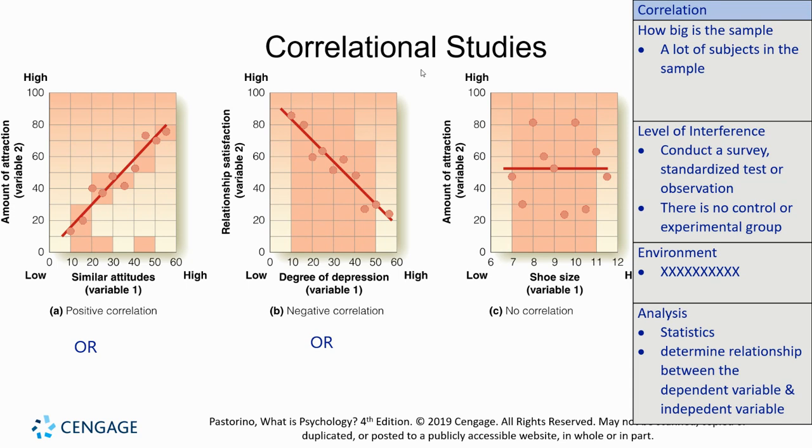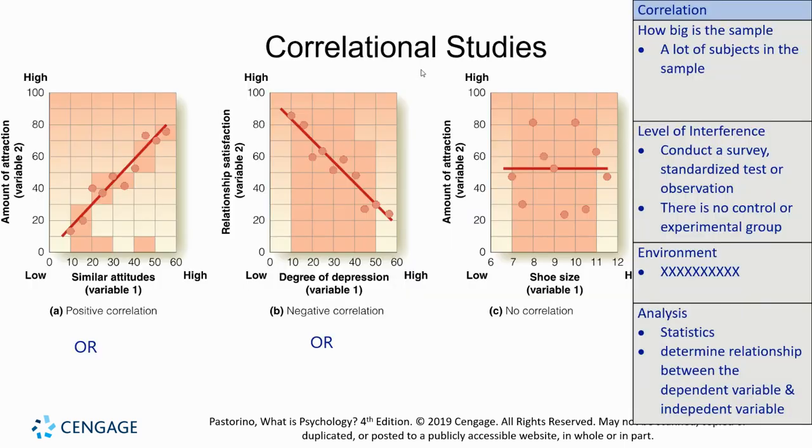Now, in my correlational studies, I might end up with a positive correlation, a negative correlation, or no correlation at all. A positive correlation means that as one variable increases, I see the other variable increase as well. So in this one, I'm looking at amount of attraction, how much you like someone, how much you're attracted to them, versus how similar you are to them. Similar hobbies or similar socioeconomic background, things like that.